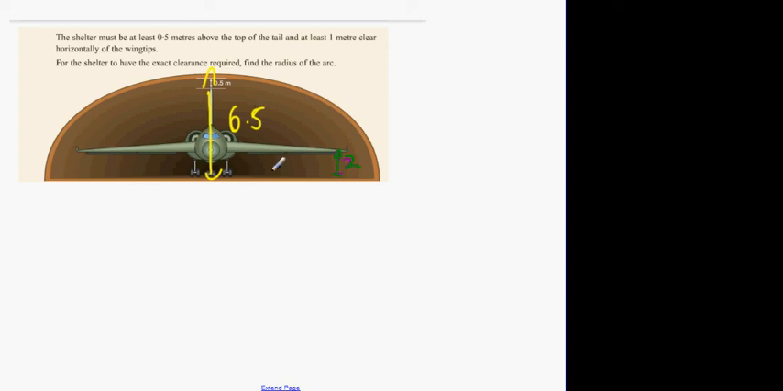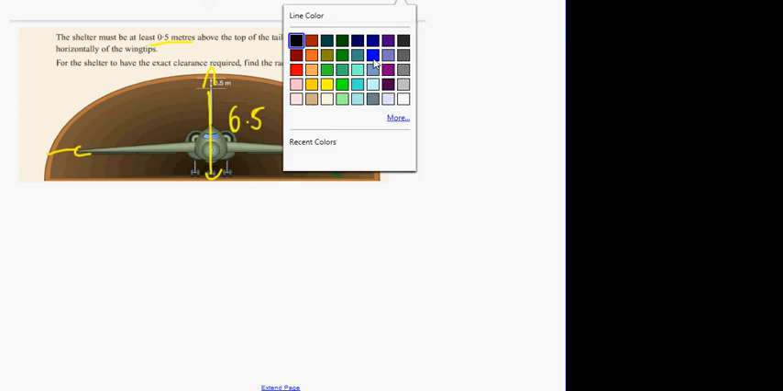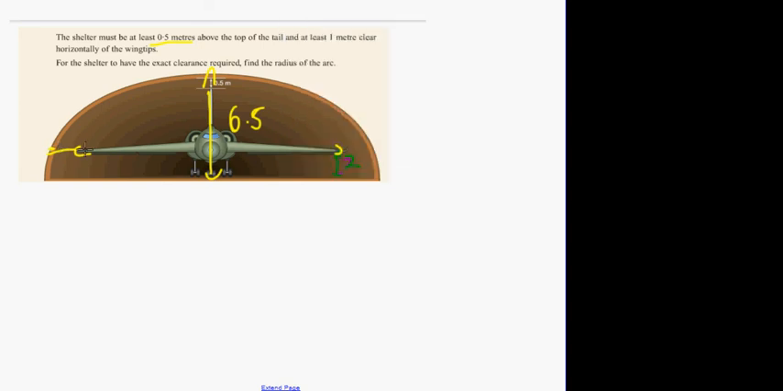6.5, okay, from top to bottom, yeah? Yes, but a 0.5 clearance on the top. Okay? And it also says a 1 meter clearance either side. So we remember from here to here is 14. But because of the extra meter on each side, 16, okay? So looking at here, from here to here is your 16 meters.